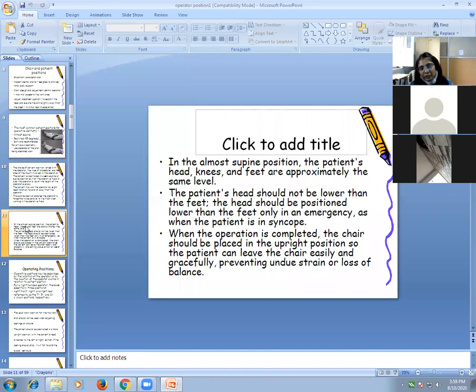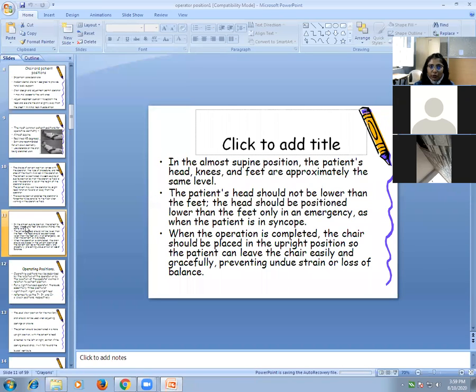In the almost supine position, the patient's head, knees, and feet are approximately at the same level. The patient's head should not be lower than the feet. When you are positioning the patient in a supine position, make sure that the head, knees, and feet are approximately at the same level, or you can place the head a little above the feet. Never place the patient's head below the feet, except in emergency cases of syncope.